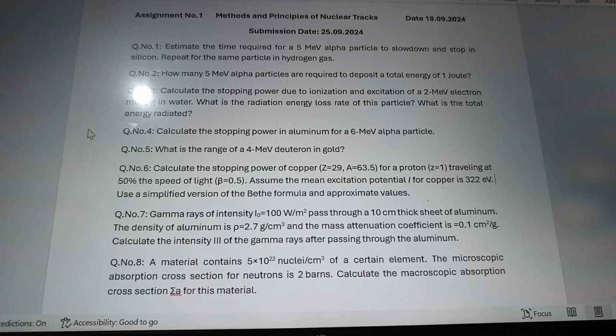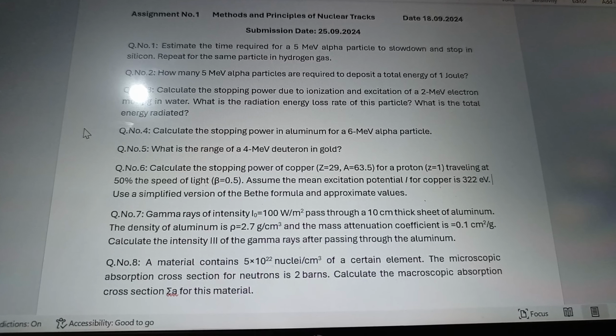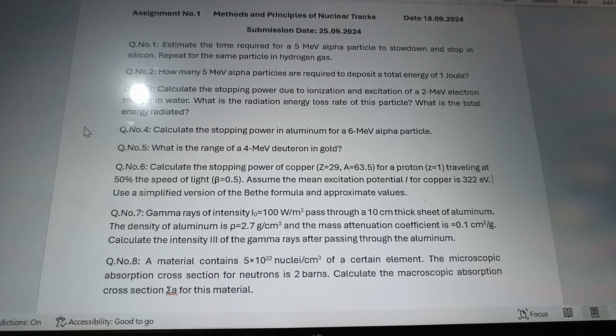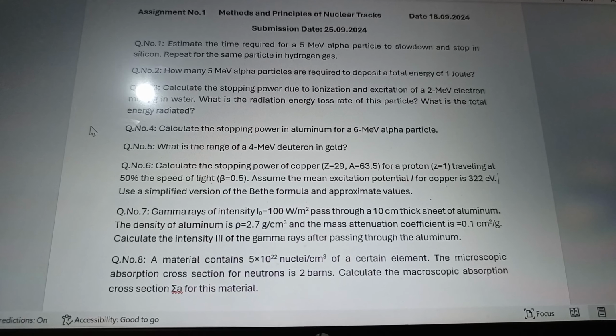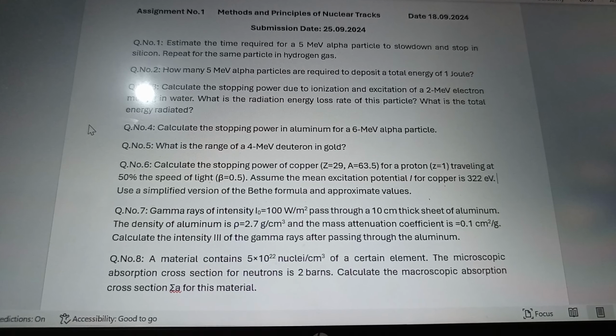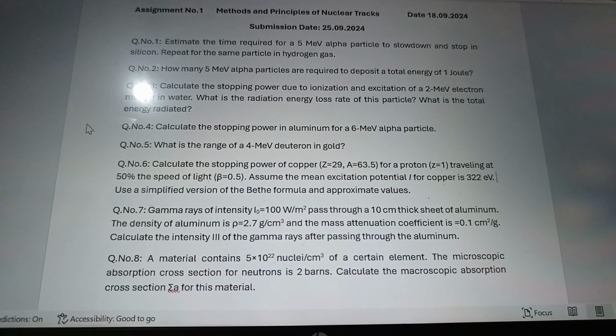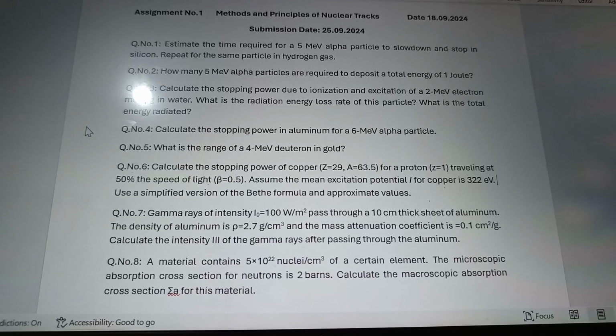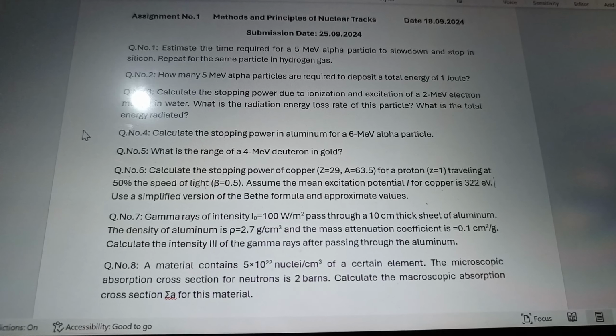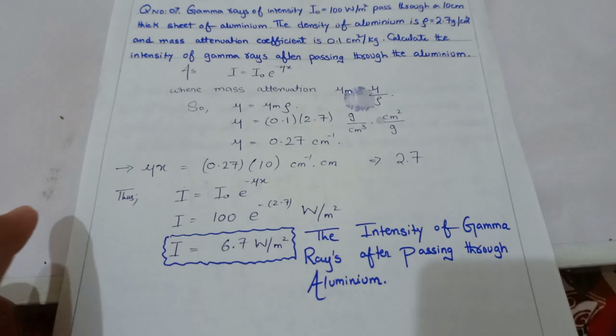The density of the aluminium is also given, in grams per centimeter cube, and that is 2.7. The mass attenuation, which is very important, is also given in your problem, that is 0.1 centimeter square per gram. You have to calculate the intensity of gamma rays after passing through the aluminium. So this is a very short and important problem. This is your solution, how you can solve this problem.